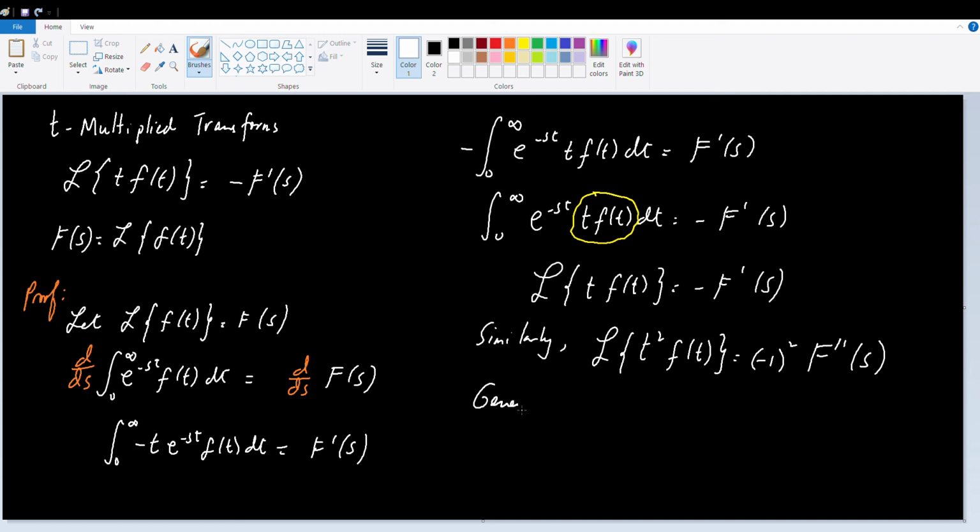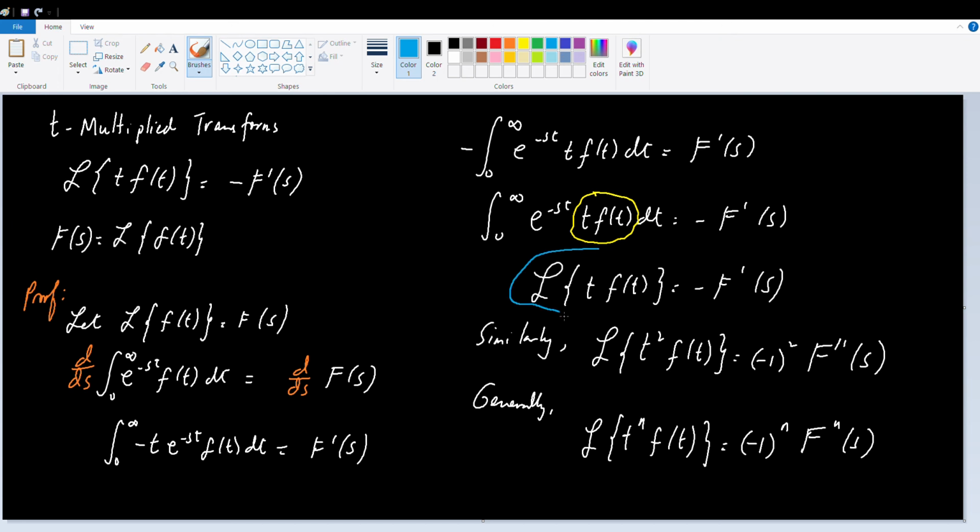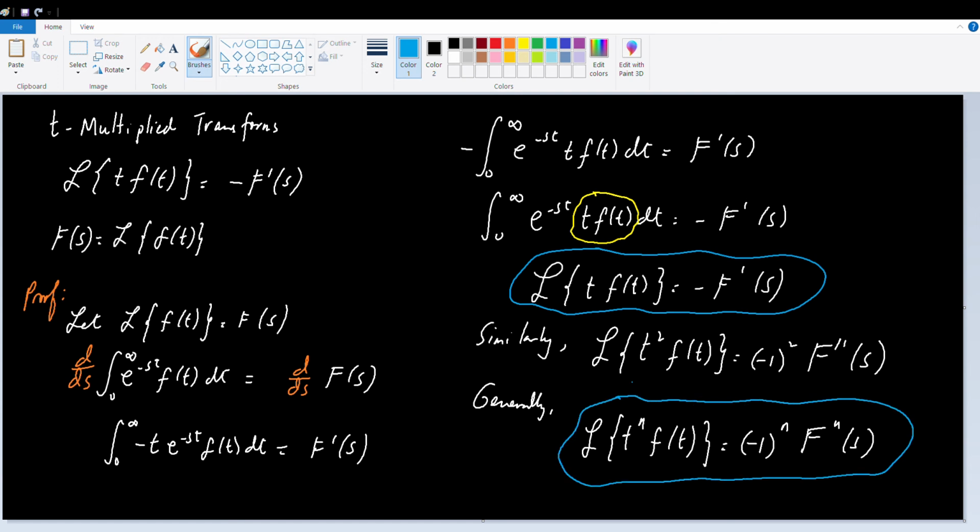And generally, the Laplace transform of t to the n times f of t will be equal to negative 1 raised to n, times the nth derivative of F of s. So if you want to find the Laplace transform of a t multiplied function f of t, you simply take the negative of the derivative of the Laplace transform of f of t.